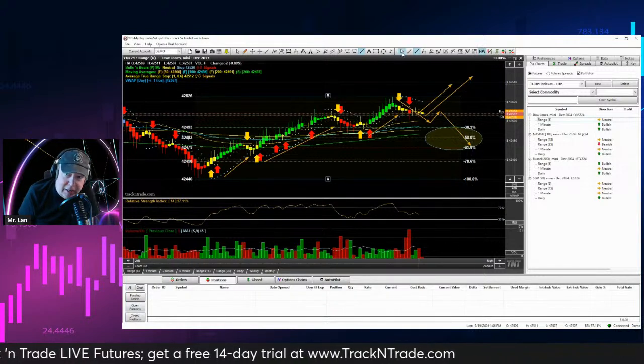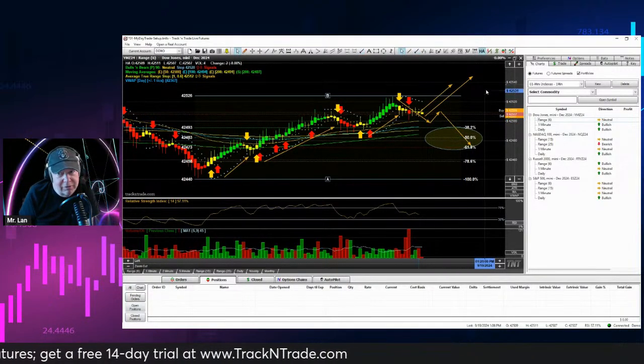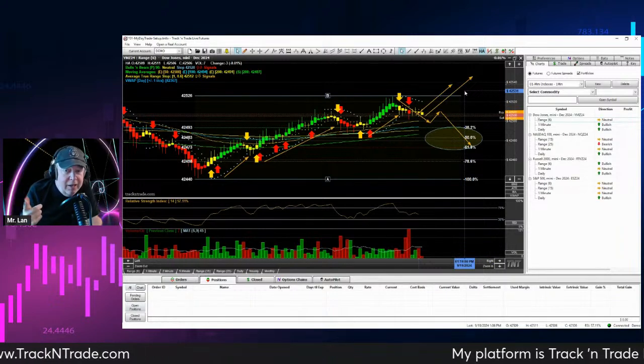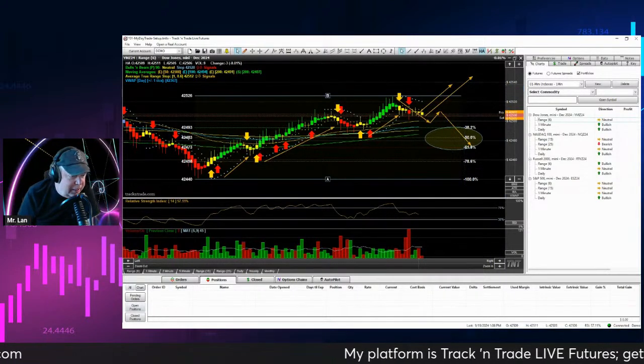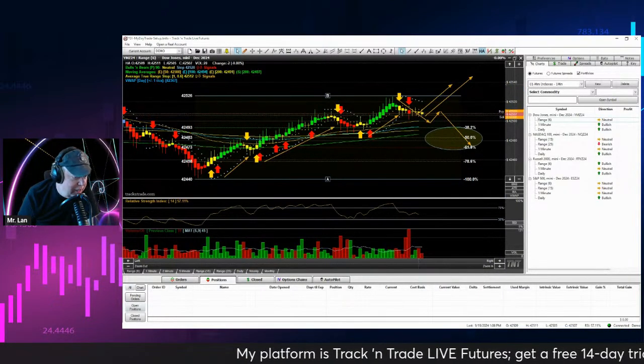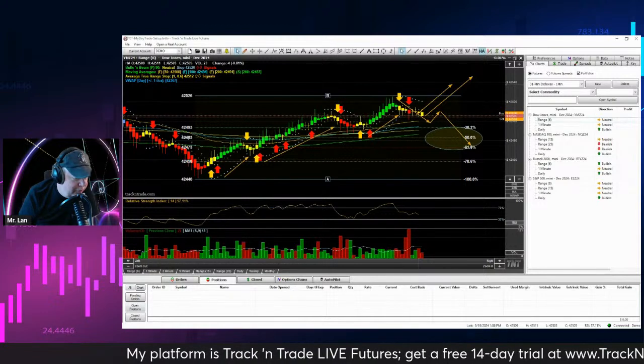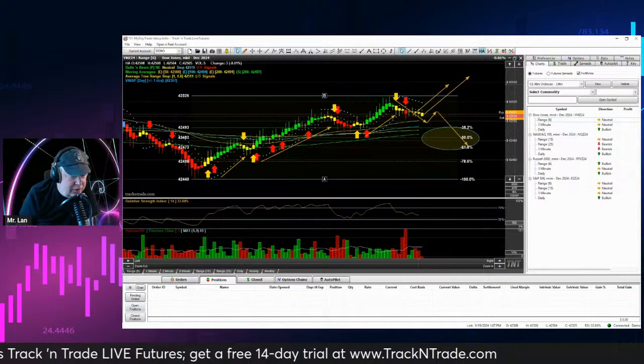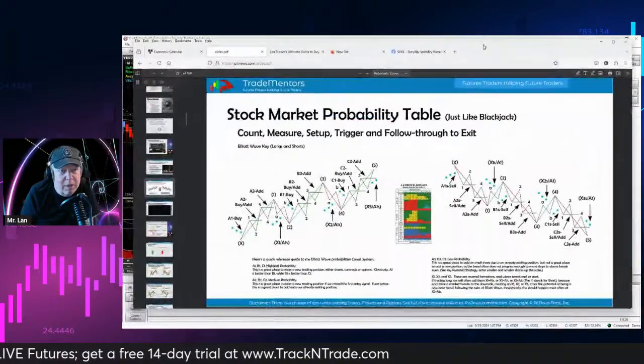Now, because a 4th drive is rare, it's difficult for us to want to take that trade because it's not a very high probability. And so trading is all about probabilities, right? I have a little slide here that kind of demonstrates that for you. Let me pull that up to show you my probabilities table. This is my probabilities table.